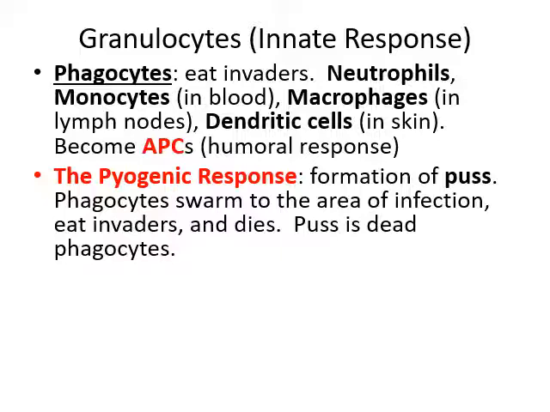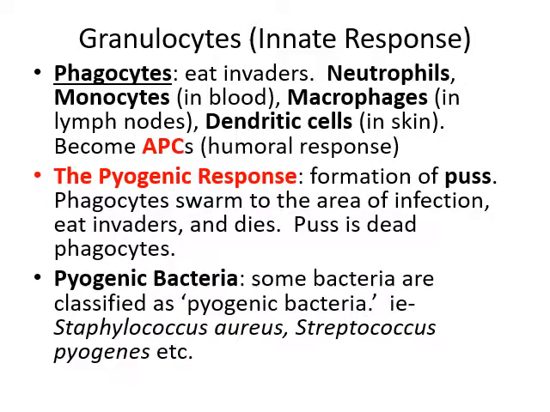As I said, the pyogenic response is where you have pus formed because certain phagocytes recognize certain bad guys on site. Pyogenic bacteria are bacteria that are classified as pyogenic because they provoke the formation of pus. Examples of pyogenic bacteria are Staphylococcus aureus and Streptococcus pyogenes. In fact, Streptococcus pyogenes has the word pyogenes or pyogenic in the name.